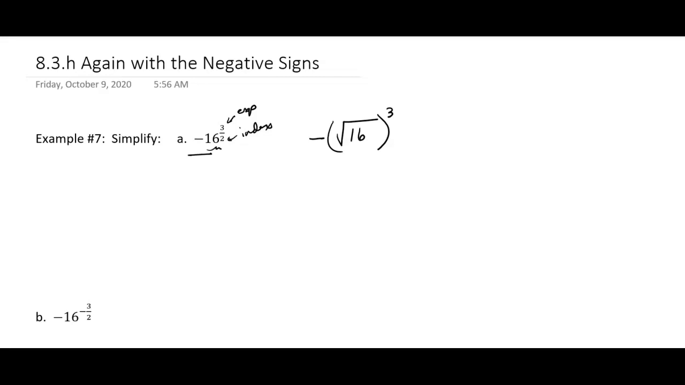Do I know the square root of 16? Yes, it's 4. And then I'm going to go 4 cubed, which 4 times 4 times 4 is 64. So my answer is going to be negative 64. Okay, that's how that one works.